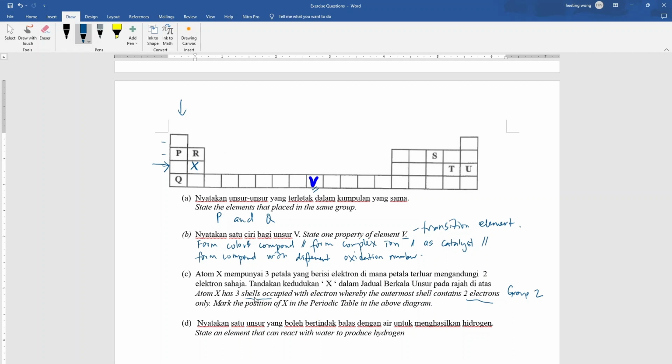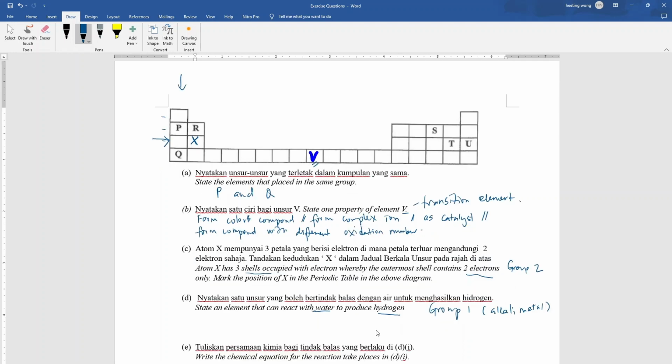Now, state an element that can react with water to produce hydrogen. React with water, produce hydrogen, so we know it's group 1, the alkali metals. So here you have 2, P or Q. Both can.